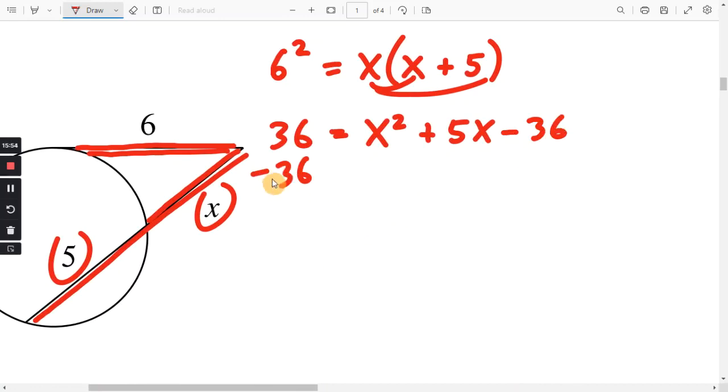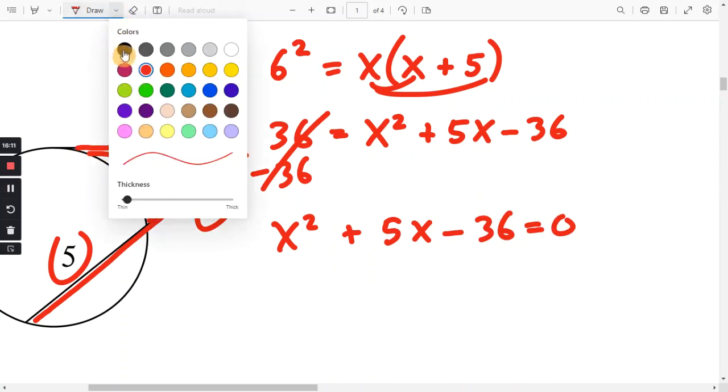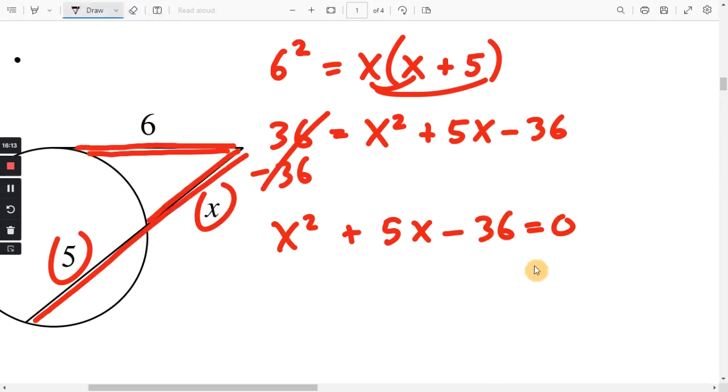And it cancels here. And I'll rewrite it, x squared plus 5x minus 36 equals 0. You don't have to rewrite it, but I want to make it so you guys can see it. Okay, now we need to factor this. So we need two numbers that multiply to negative 36 and add to positive 5.